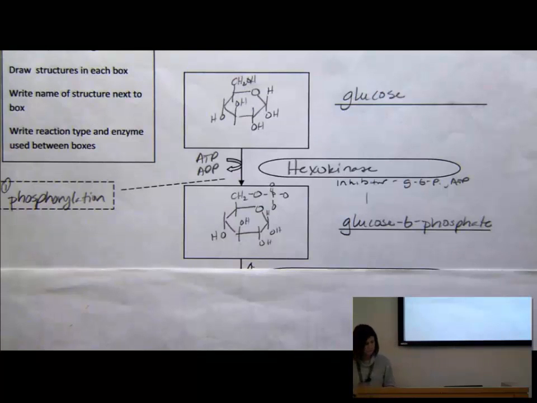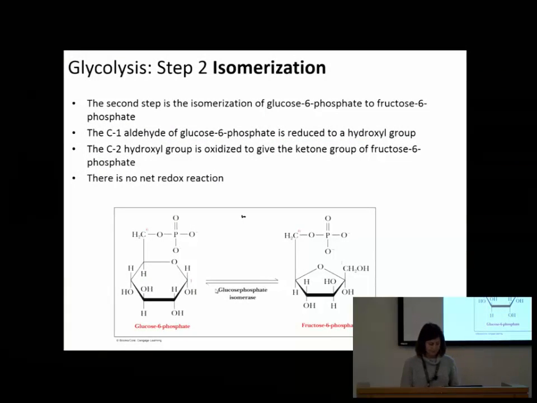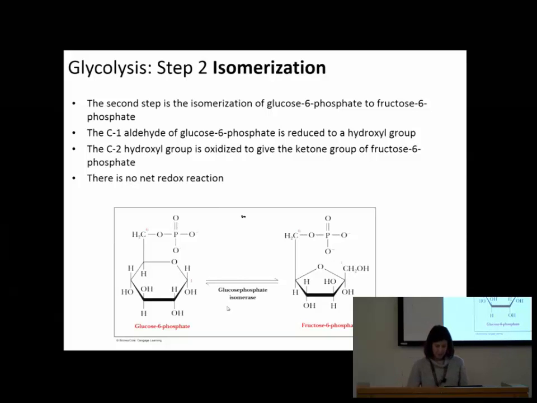All right, I'm going to go back to this second step. We're converting an aldose to a ketose, meaning that we're going to have the anomeric carbon on carbon number 2. And it's done in a 2-step process. I don't need you guys to know that.